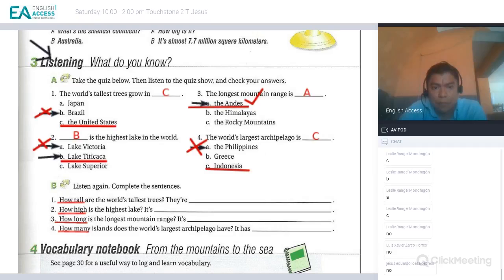Page 25. 3. Listening. What do you know? A. Take the quiz below. Then listen to the quiz show and check your answers.